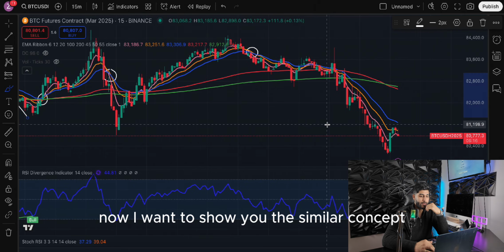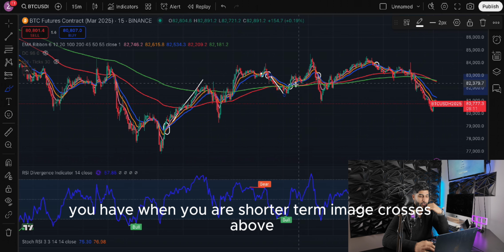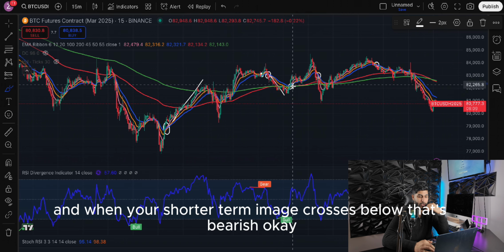Now I want to show you the similar concept, but with the longer term EMAs, right? When your shorter term EMA crosses above, that's bullish. And when your shorter term EMA crosses below, that's bearish.